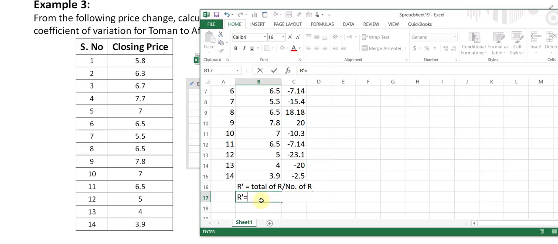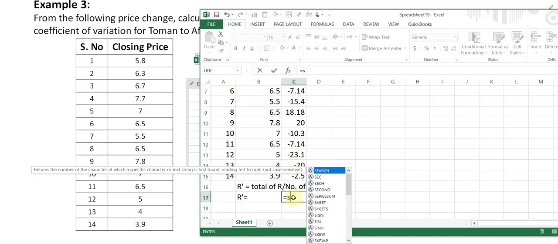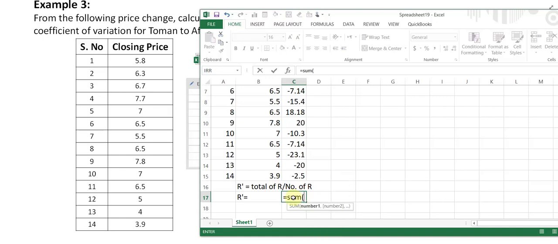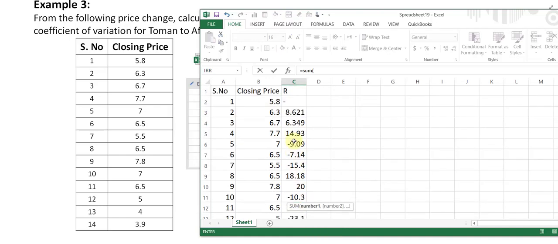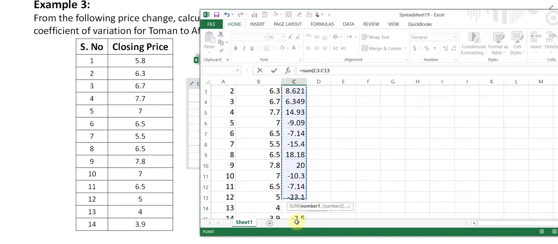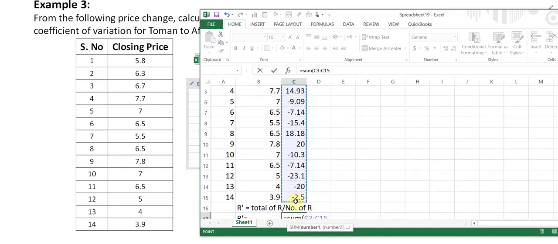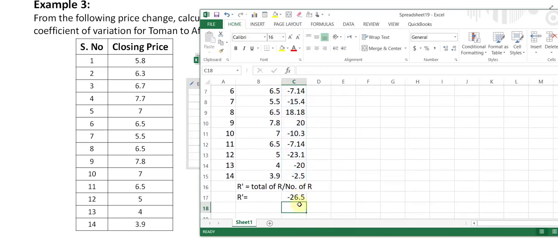is equal to total of R. How? First of all, let us find the total of R. How to find out the total of R? Total of R is equal to sum of this one. We have to take the total. So calculate from here. Take the sum from here to here. Then close the bracket. You can find the total of R. This is the total of R.